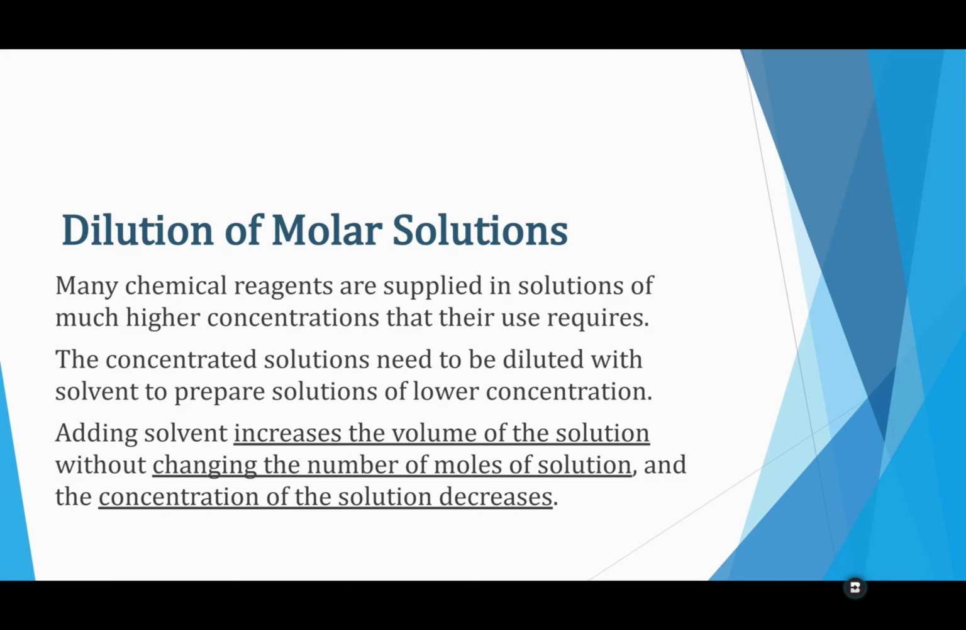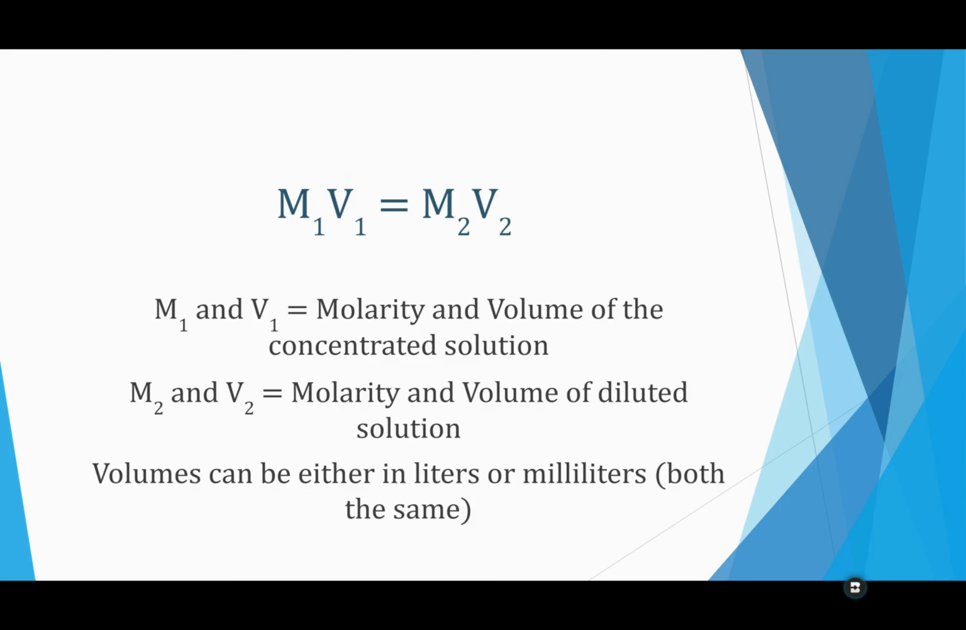So adding solvent, meaning usually water, increases the volume of the solution without changing the number of moles, but the effect is that it's going to change the concentration of the solution. It's going to decrease it, so it's going to be less concentrated. The formula to use is M1V1 equals M2V2. So your concentrated molarity and volume, and then your diluted molarity and volume is the second set. Your volumes can either be in liters or milliliters, but they need to be the same and consistent.